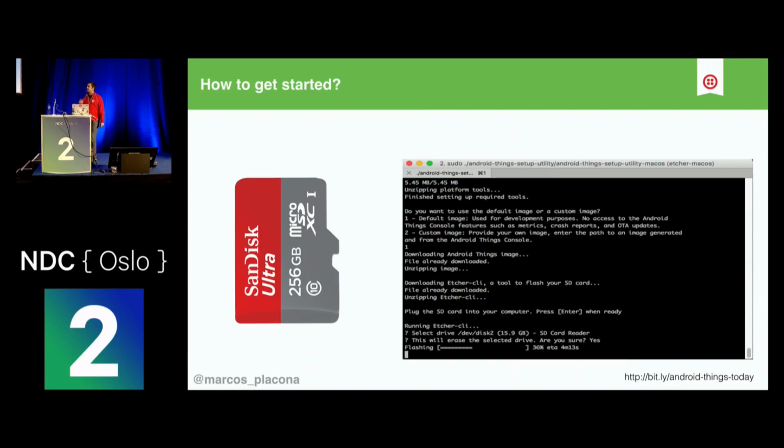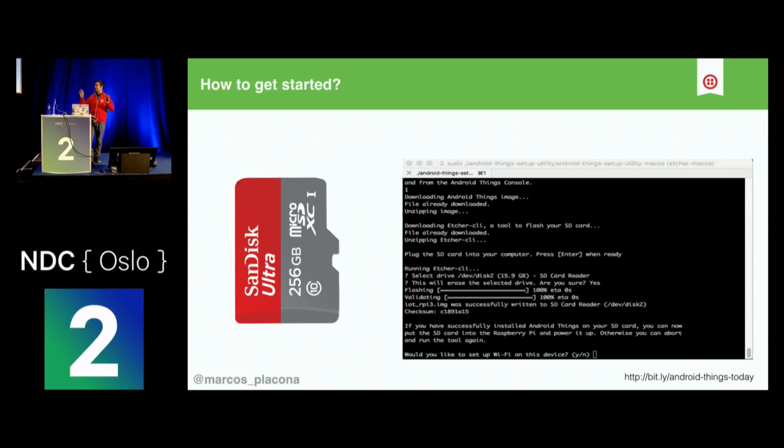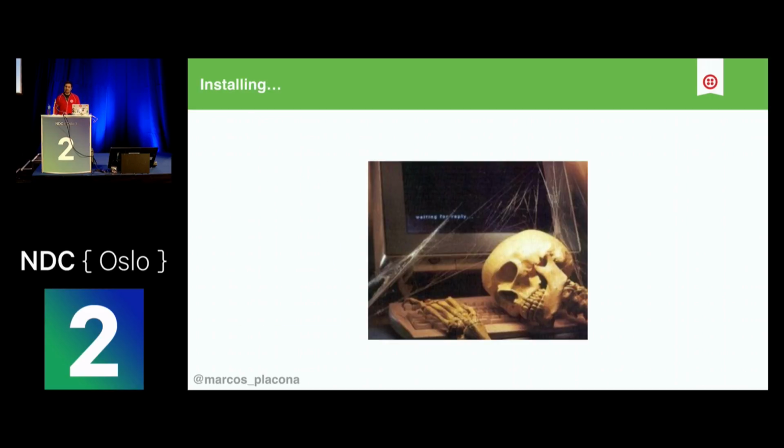It will ask you to select the drive, and the drive is basically your memory card, and it will go ahead and download. It will flash the drive and do the validations and everything for you. And at the end, you should be good. So this is telling me, would you like to set up the Wi-Fi on this device? Now, I just showed you an example of how to install it, and it was really quick. You would just see the whole thing going really fast. This doesn't go as fast, okay?